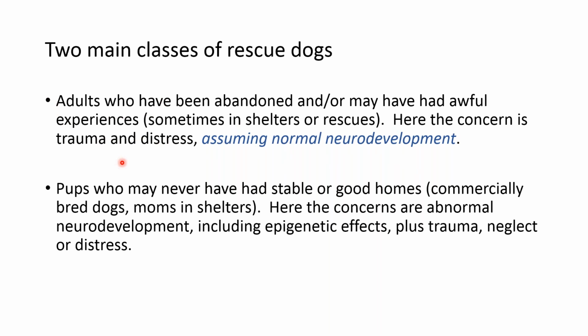Their people ended up starving, they were broke, they became homeless, the dog became homeless. The dog was caught in one of the very bad floods that the southern United States has had this past year, or in the Puerto Rican hurricane, and things came crashing down and the dog was stranded and hungry for days. But we assume that those dogs had normal neurodevelopment, and that may not be true.